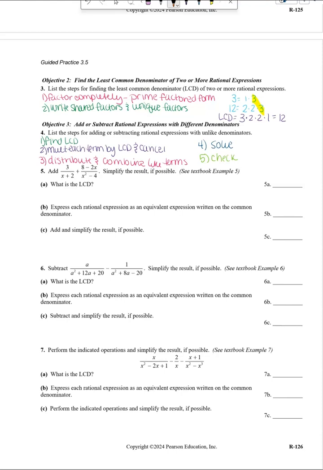So we have x squared minus 4. We know that this is the difference of squares, right? So the difference of squares, x squared minus 4, always factors to be x plus 2, x minus 2, right? It has to have different signs because the middle term cancels. So that's going to be our LCD. So it's going to be x plus 2, x minus 2.